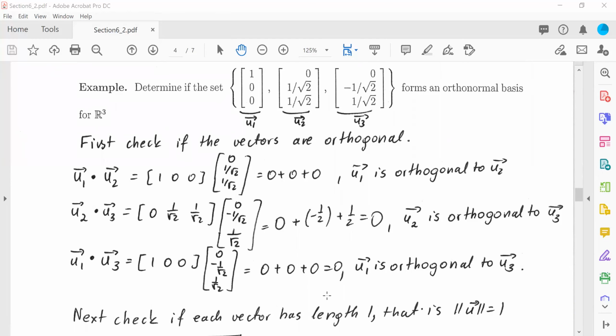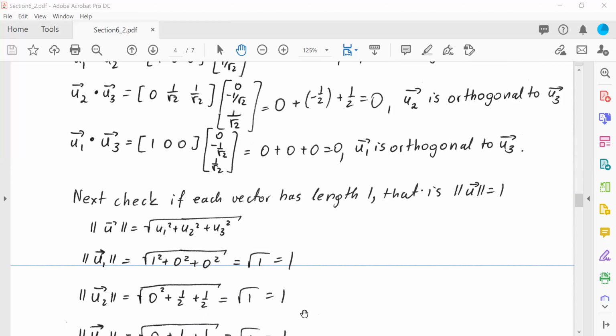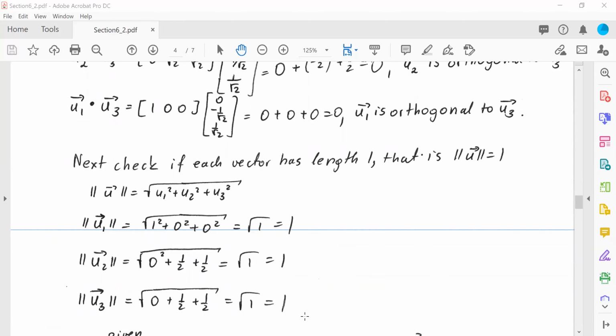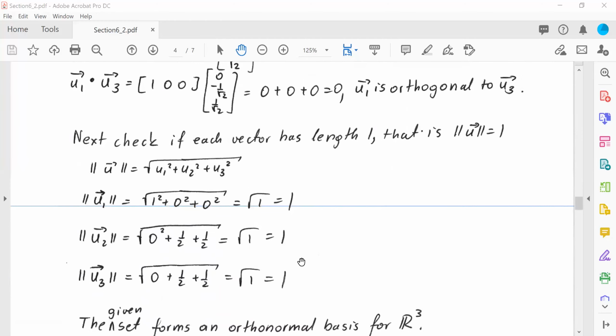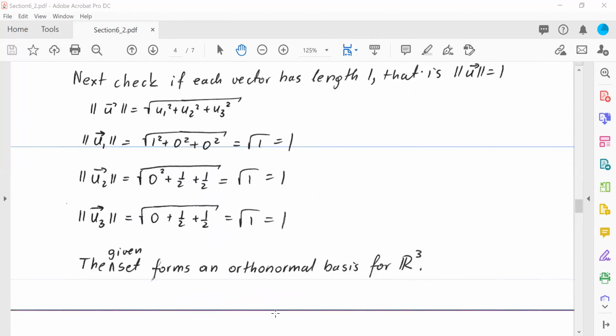Now we need to find the length. We check if each vector has length 1. The length we calculate as the square root of the sum of squares of the coordinates. So for U1, we take 1 squared plus 0 squared plus 0 squared, which is the square root of 1, which is 1. For U2 and U3, we square each coordinate, and indeed all of them have length 1. If you have an orthogonal set with length 1, we call it orthonormal. So the given set forms an orthonormal basis for R3.